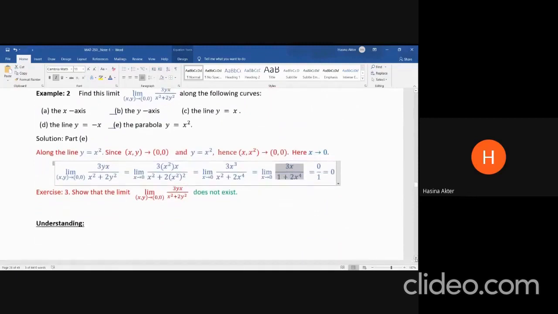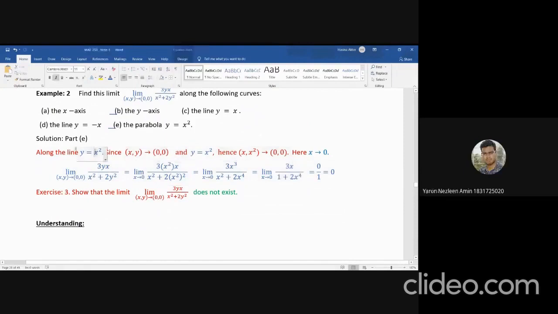Why didn't we get 2x squared? In the denominator, 1 plus 2. I didn't understand, come again. In the denominator, 3x plus 2, the power 4.